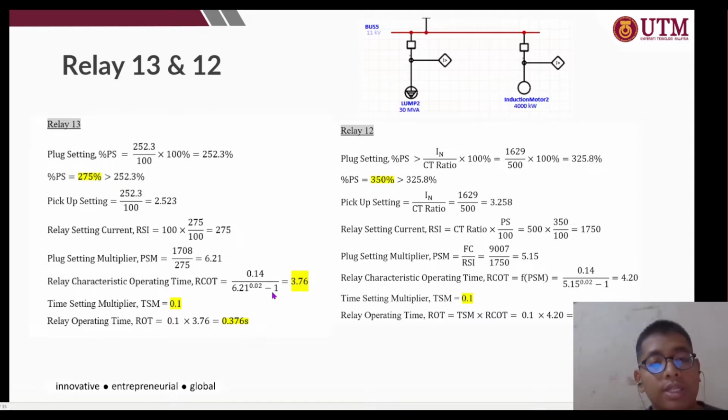But the value is negligible because of relay 9. The ROT of relay 9 and relay 12 is much higher than relay 13. Okay, next we go to relay 12. Using the PSM formula, and based on the previous tables, we get the ROT equal to 0.420 seconds.